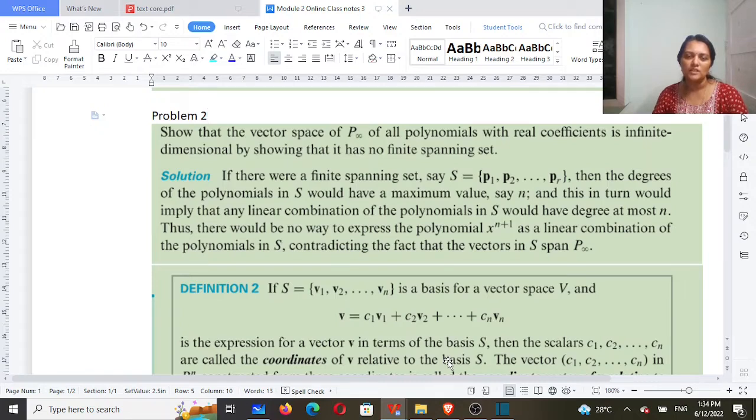So it means it does not have a finite spanning set. The spanning set will also be infinite.